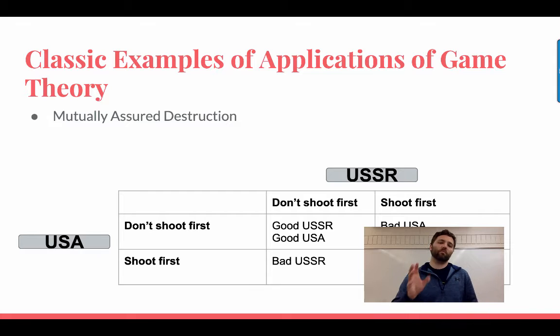So from the matrix, we see that there are four possible outcomes, and the outcome that is the best for each of them is that they each don't shoot. Okay, again, because if one shoots first, the other one retaliates immediately, resulting in basically the lower right-hand corner of the matrix where both countries have been annihilated.